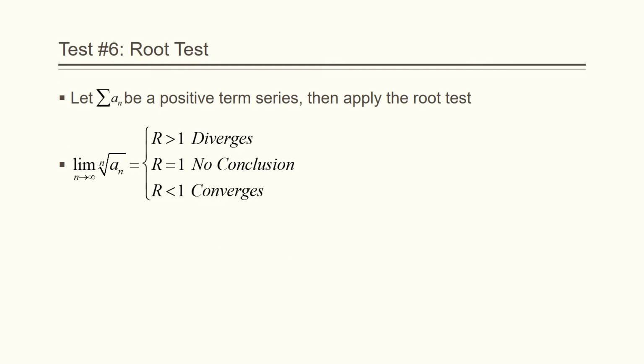For test number 6, we use the root test. We take the nth root of the series term. If the limit as n goes to infinity ends up as a number larger than 1, the series diverges. If it equals 1, we have no conclusion. If it is less than 1, the series converges.